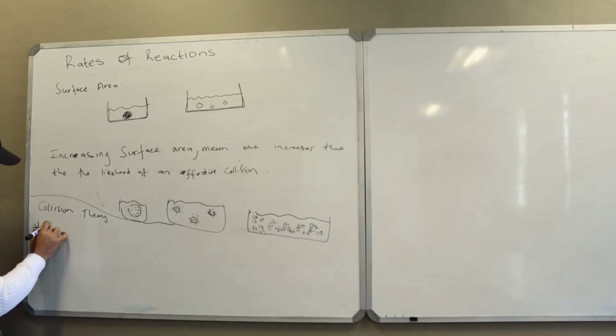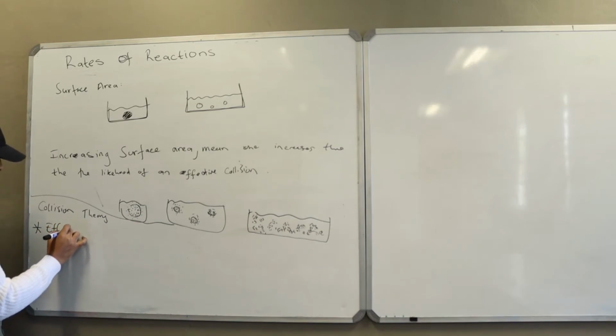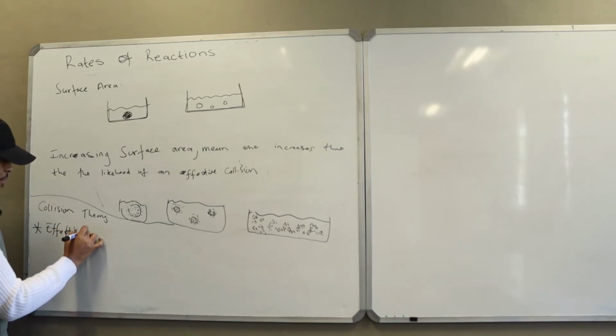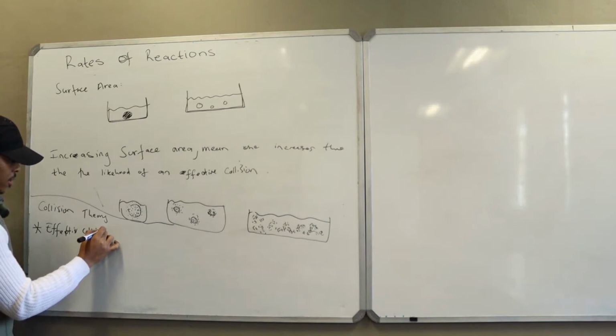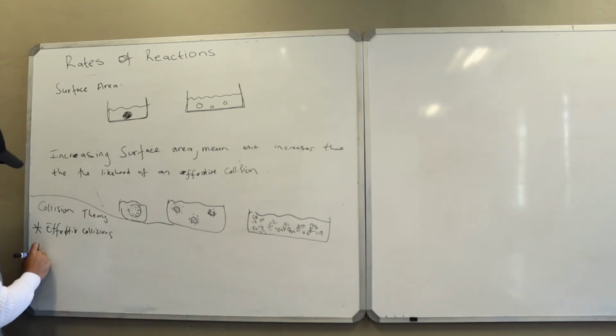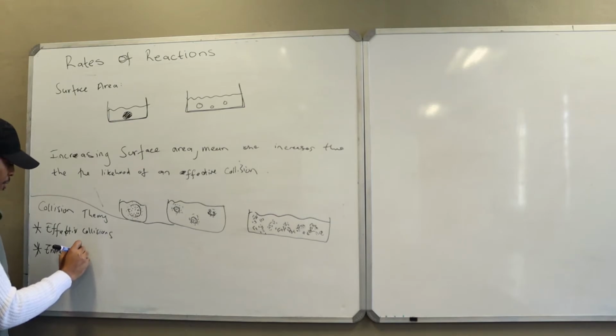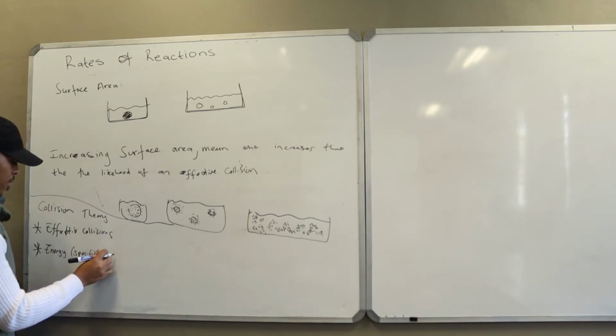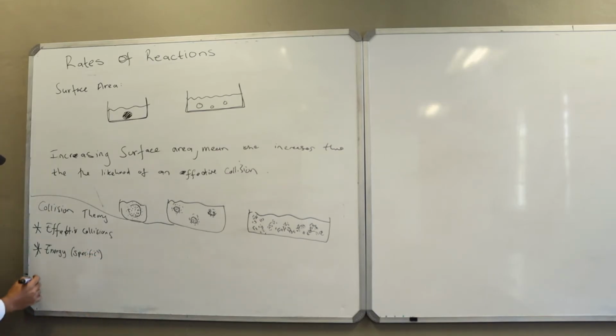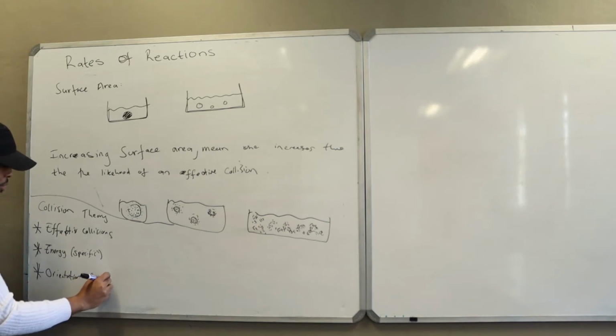It's effective collisions. I'm going to keep reminding you: effective collisions, and 2 is energy. That's the specific energy. Oh, and then one more. This is called orientation, the orientation of molecules.